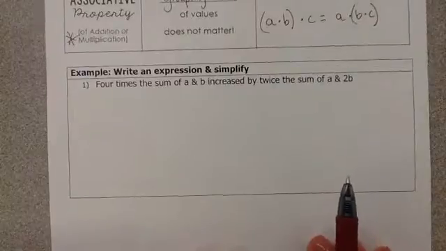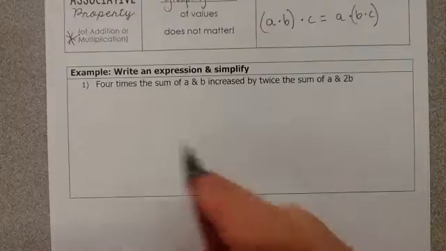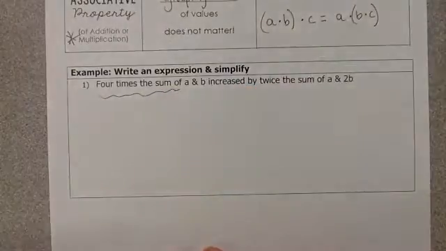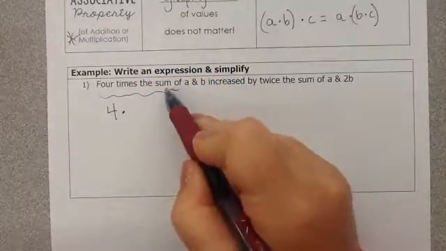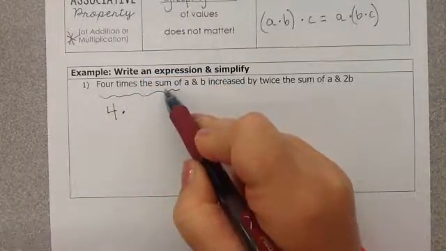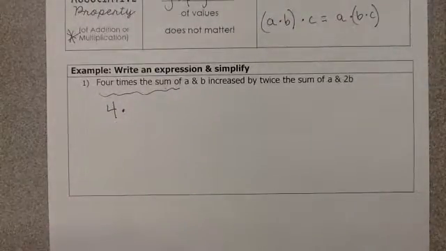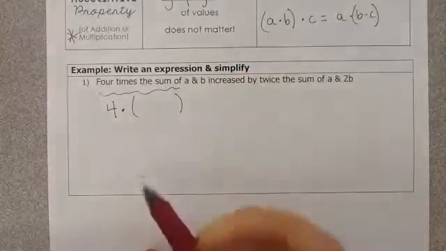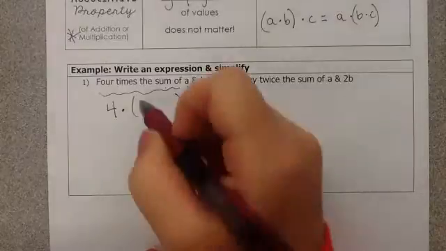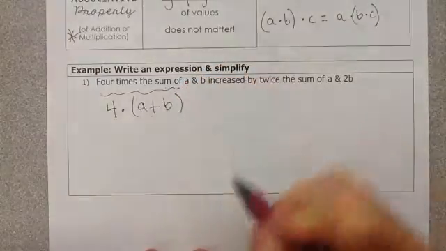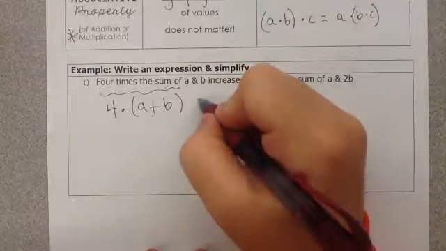So using that, we are going to write an expression and simplify. So 4 times the sum. What does sum mean? Addition. So it's 4 times an addition problem. What do I need to put first? Parentheses, 4 times some addition problem, and what am I adding? A and B. Increased, what does the word increased indicate? Add.